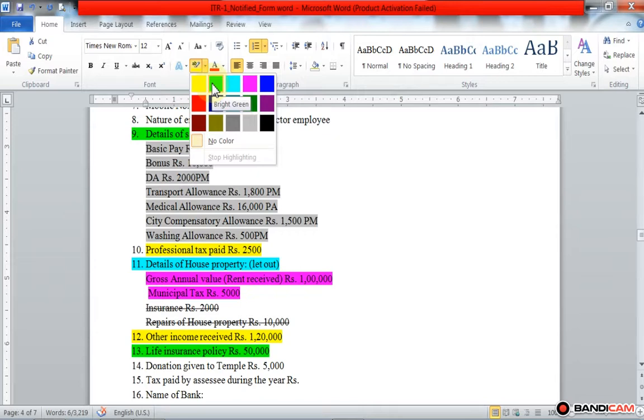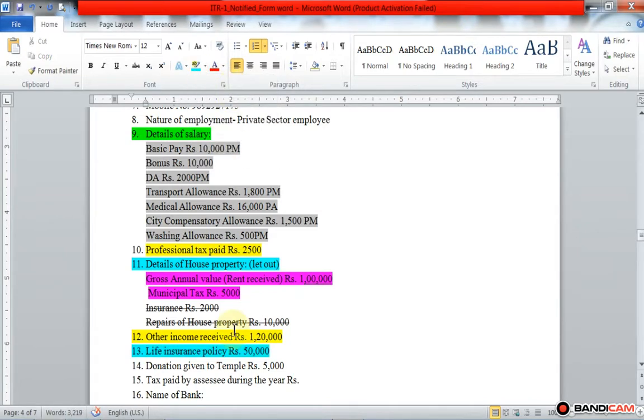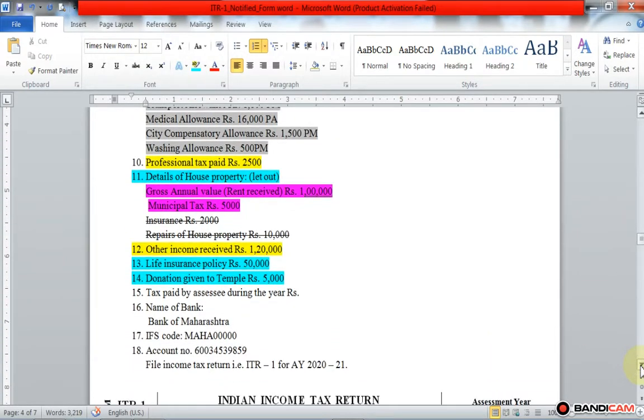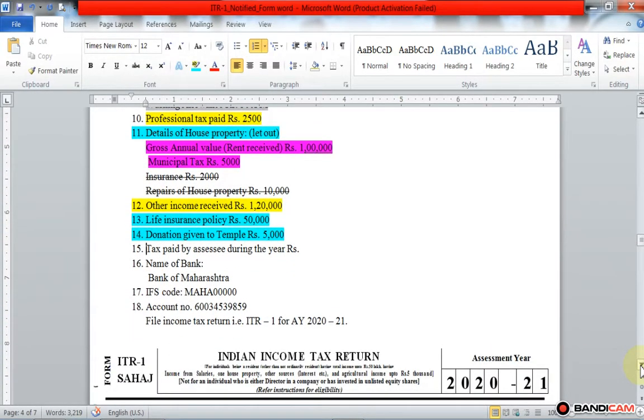So first of all we have to find out a gross total income, then we get a deduction under section 80C to 80U. Okay, got it? Then the SSC has given a donation to temple rupees 5,000. So donation is also available for deduction under section 80G. Then tax paid by SSC during the year.